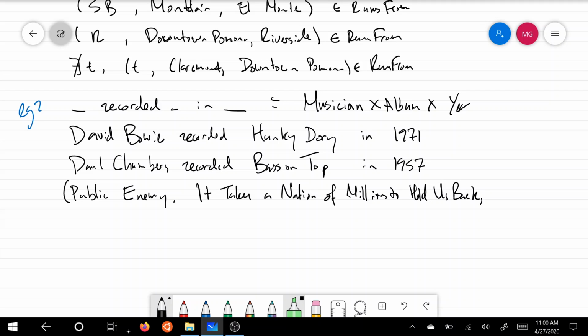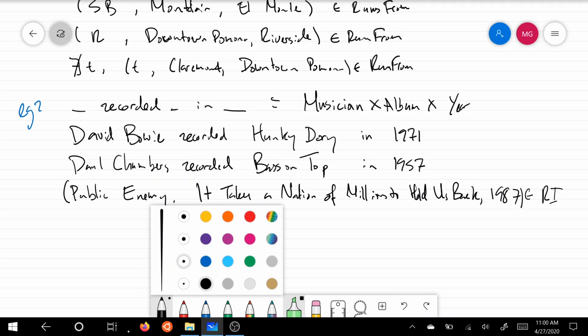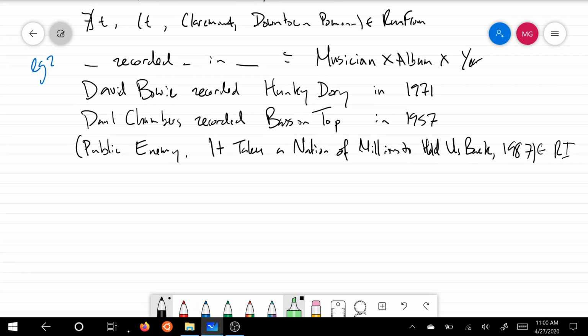Okay, now here there's a tricky part, right? It was actually recorded in 1987, even though it came out in 1988. So this is in, call it the RI relation, recorded in. So just a quick note there: you have to know what the bits of your relation mean when you're defining a relation. Like here we're talking about the year it was recorded and not the year it came out. Right? Critical stuff. Okay, and so then we could write other interesting things.